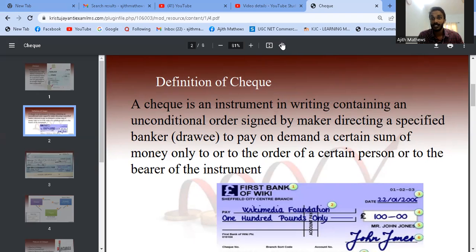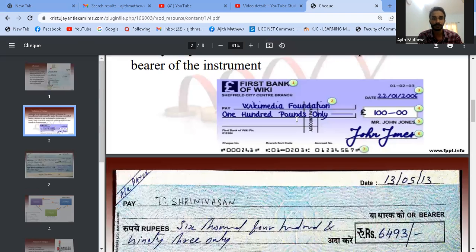Who is signing? It is signed by the maker, right? There are three parties in the check. We will come to it in the next slide. It's always signed by the maker, directed to a specified banker. You always present the check to a banker, who is also known as the drawee. Pay on demand, only on demand, a certain sum of money, either only to the order of a certain person, in which case it may be an order check, whoever's name is mentioned in the check, or to the bearer of the instrument, that is, whoever carries that check. So that is the concept of a check.